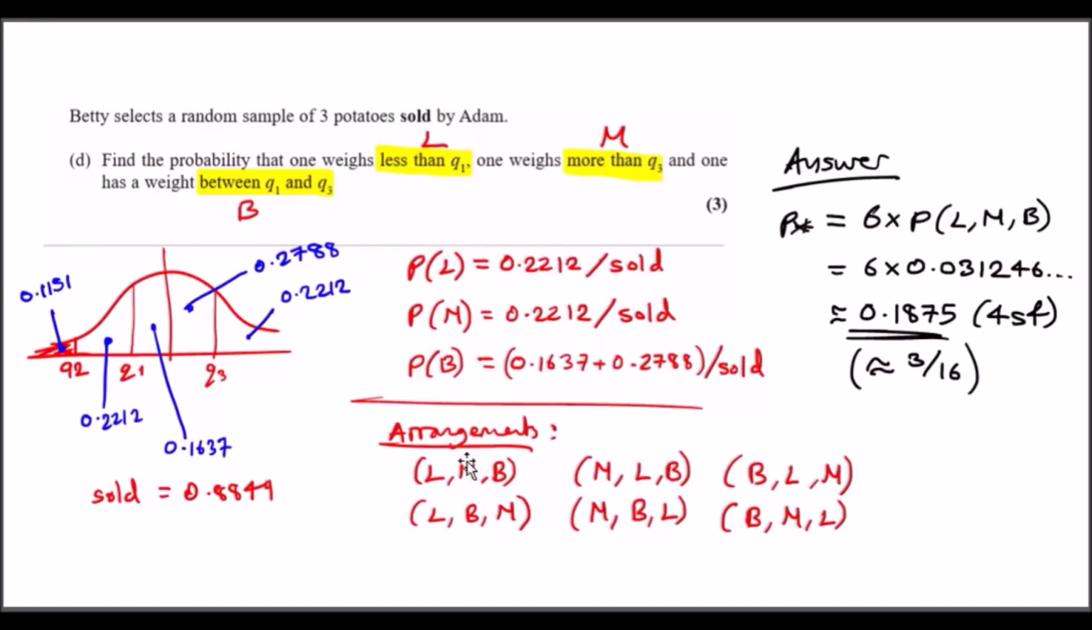Then you realize that if you multiplied all of these 3, for example L times M times B, they're all going to give you the same result. So 6 times the same result. I got it here, and then you just put this in a calculator and done. You literally get your result.